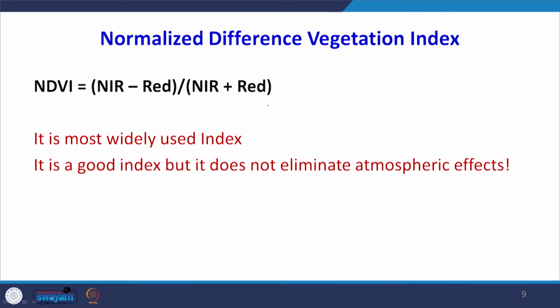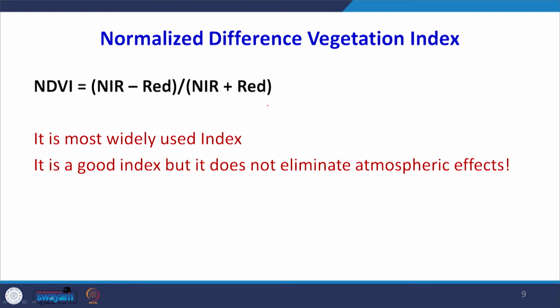Now a very popular index is the normalized difference vegetation index, and there are a very large number of studies worldwide where this NDVI has been used very frequently whenever we are dealing with land use and land cover mapping, and particularly if we are interested in different kinds of vegetation cover, the density of vegetation cover, agricultural crop mapping, or forest cover mapping. So this is a very useful index which has been used worldwide.